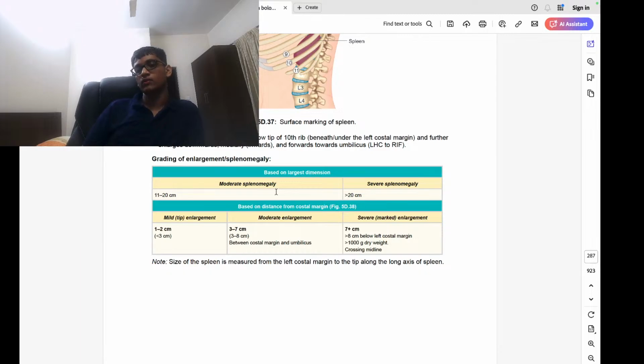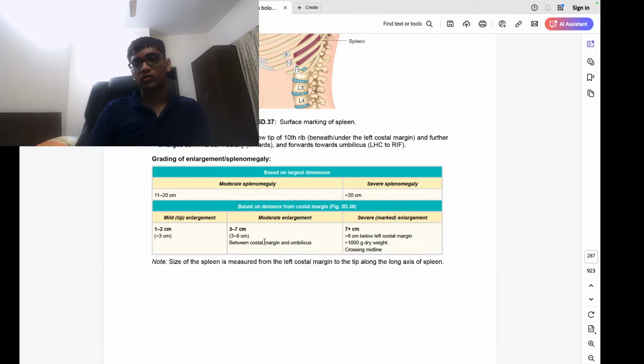Then, grading of splenomegaly is based on the largest diameter. Moderate splenomegaly is 11 to 20 centimeters. Severe splenomegaly is more than 20 centimeters. Then, based on the distance from the costal margin, mild is tip enlargement, 1 to 2 centimeters, less than 3 centimeters. Moderate enlargement is 3 to 7 or 3 to 8 centimeters, between the costal margin and the umbilicus. And severe, which is marked enlargement, is 7 plus centimeters below the left costal margin, more than 1000 gram dry weight, and crossing the midline. So, based on the largest diameter, it is mild, moderate and severe.